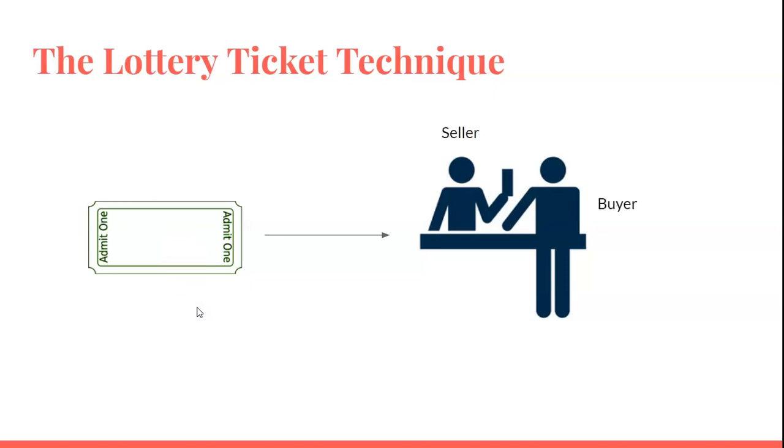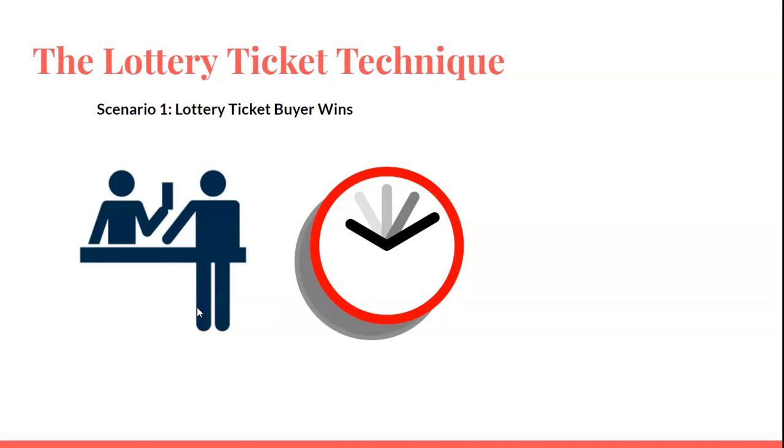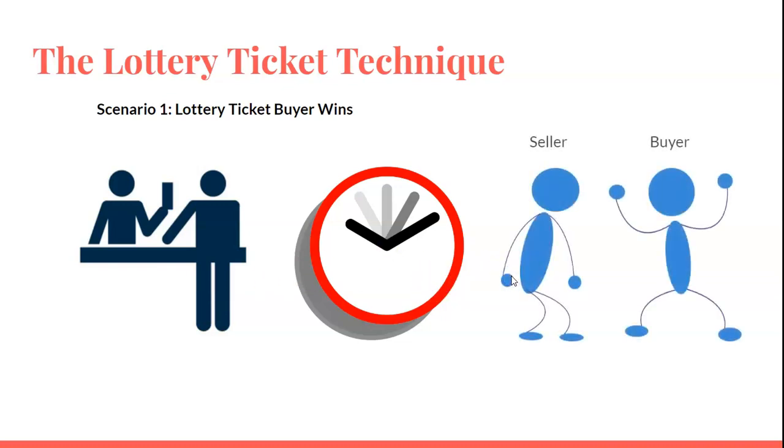First, you have the seller that sells the lottery ticket to the buyer, and the buyer might pay something like $2 for the lottery ticket. Now, in scenario one, the lottery ticket buyer wins. The buyer buys the ticket, goes home, either scratches off the lottery ticket or waits for the lottery ticket numbers to be called, and then finds out, all right, they're a winner.